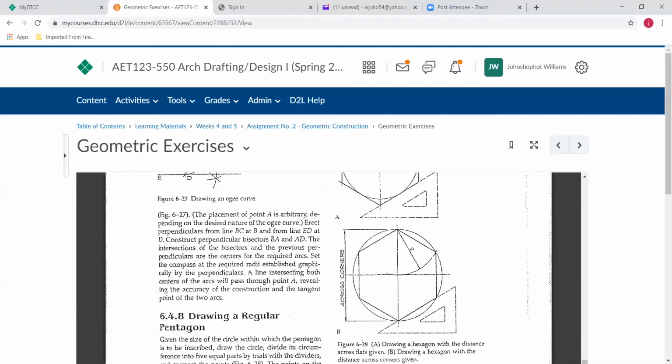We see that we're going to be using our 30-60 triangle, establishing an angle of the hexagon as being 30 degrees. Okay, it's quite obvious how you're setting this up. But here's the first thing you need to do. You need to take this circle.